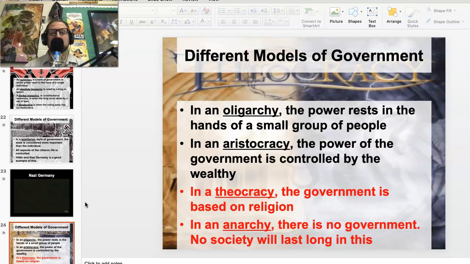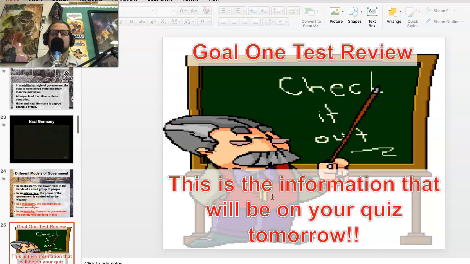The oligarchy and aristocracy. Aristocracy is a government controlled by the wealthy. That could be several wealthy people. That could be influence such as political donations. Oligarchy is just a few people that have power, and yes, they are usually wealthy. Theocracy is a government based on religion. Think of the Middle East, places like Iran under Sharia law, and you probably know anarchy means no government.